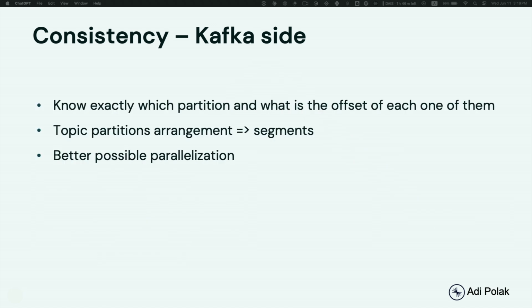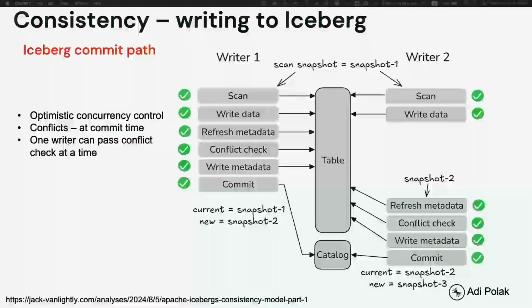So what do we know on the consistency on Kafka side? We know exactly which partition and which offset for each one of them, because we're fetching them from Kafka and we're managing it. Topic partitions in Kafka, when they materialize on disk or on object storage in the cloud, are called segments. In case you didn't know that, but something to know. And it gives me better possible parallelization. So now for every segment, I can have a dedicated thread that goes and fetches that. So I'm not dependent on my Kafka at all.